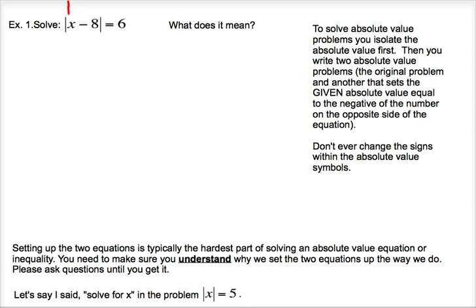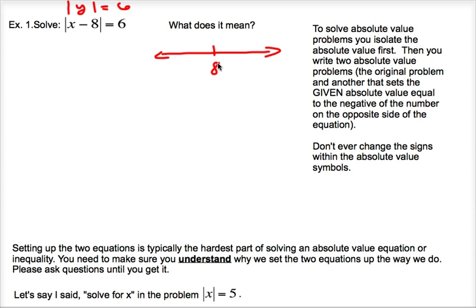If I were to say, hey, absolute value of what is 6? I bet you guys would say, well, it could be 6 or it could be negative 6. And keep that in mind when we turn around and solve these. But now, what does it mean in terms of a graph? Well, if I was going to graph absolute value of x minus 8 equals 6, I'd recognize that 8 is my midpoint.